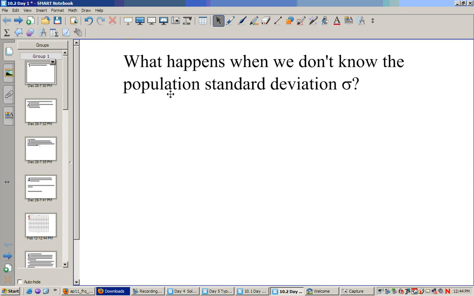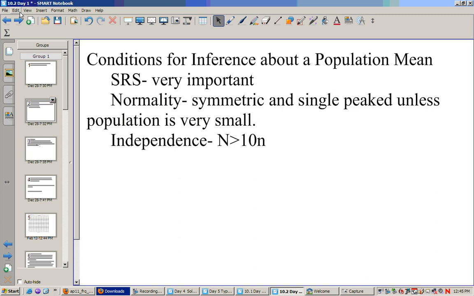Hello, welcome to 10.2 day one. Today we're going to learn about what happens when we don't know the population standard deviation. So if we don't know sigma, how do we do our confidence intervals?